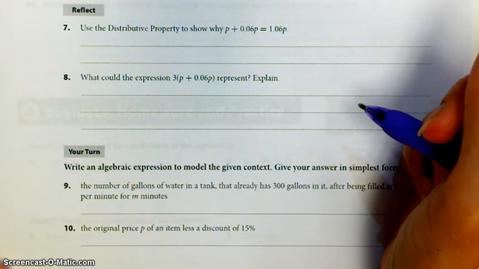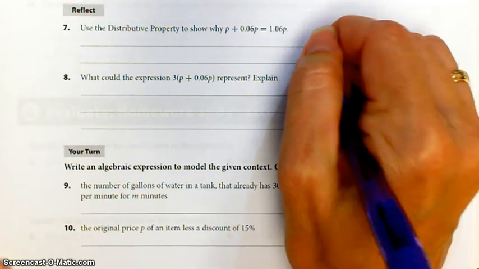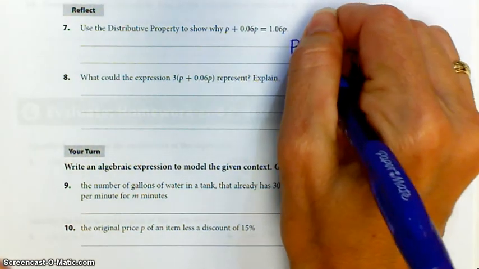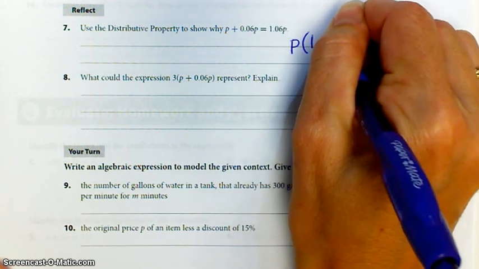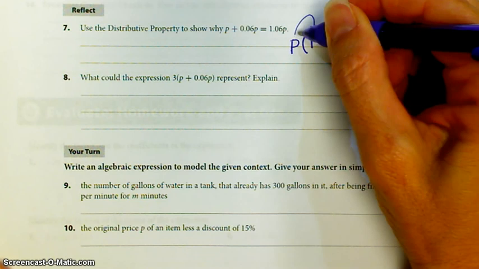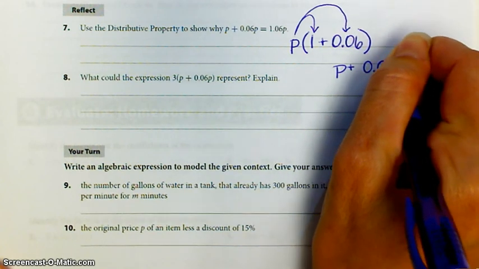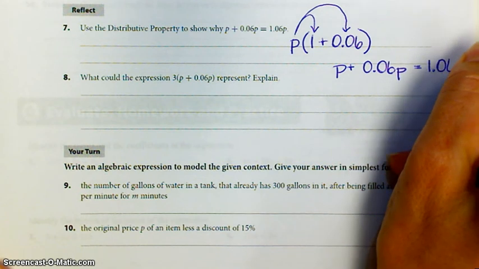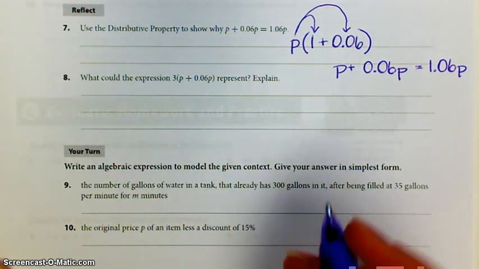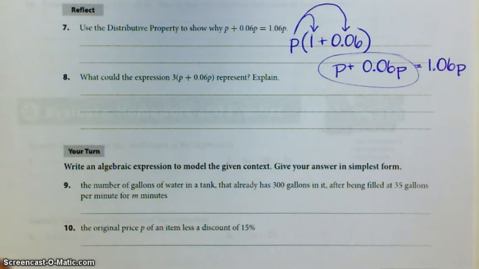Okay, on number 7, very quickly it says to use the distributive property to show why p plus 0.06p is equal to 1.06p. Well, if I have p in both of the terms, I can take that out. And then the distributive property literally says p times this plus p times this, and that's how you wind up with p plus 0.06p, which is the same as saying 1.06p. Okay? What would 3p plus 0.06p represent? Well, it would be 3 of these. It would be maybe like you bought 3 of the same items that all had 6% sales tax or something like that on it.